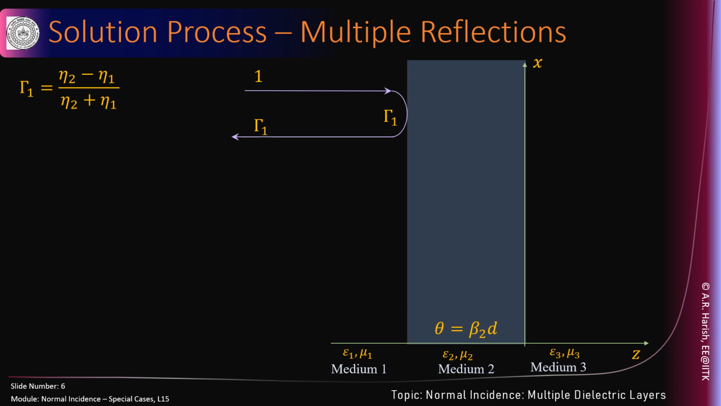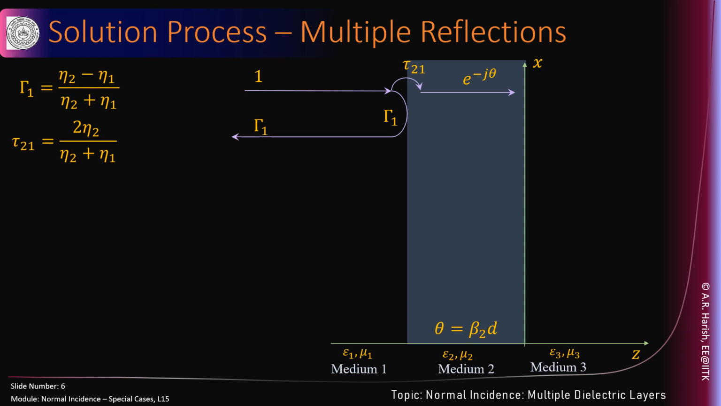Now, a portion of it comes back, and a little bit of it goes into region 2. How much? Tau 21 goes into region 2. What is tau 21? It is 2 eta 2 upon eta 2 plus eta 1. Remember that one interface problem? We are using the same result here. And what happens to this wave that has gone in? It travels a distance of theta, therefore it gets multiplied by e to the power of minus j theta.